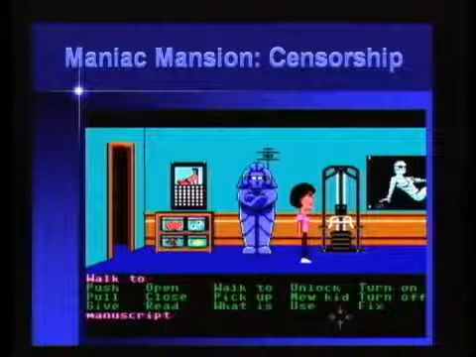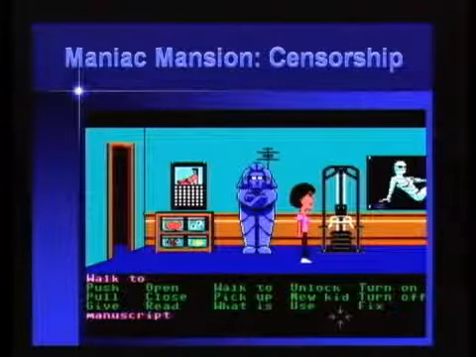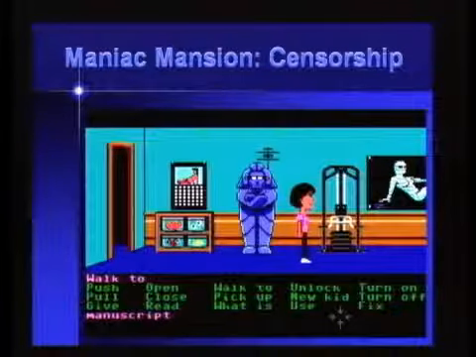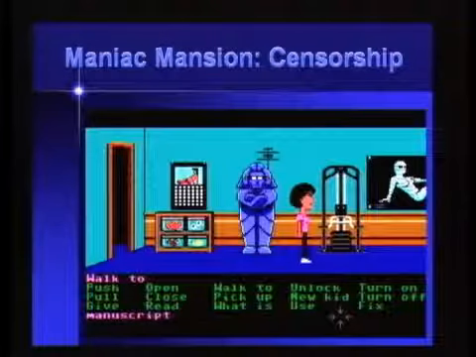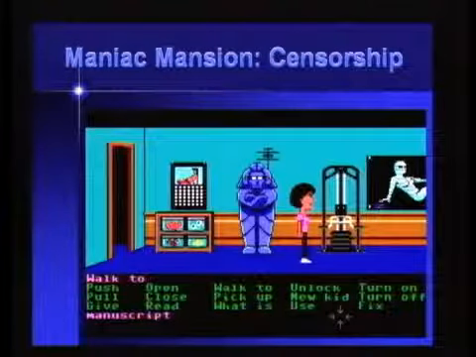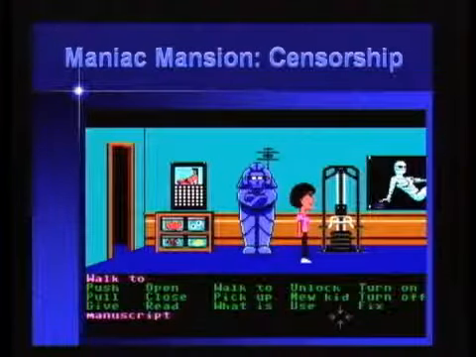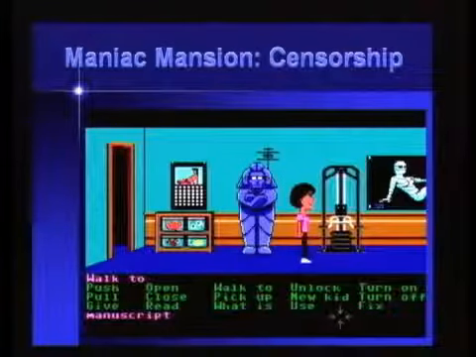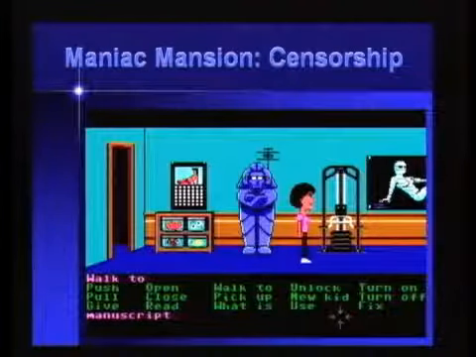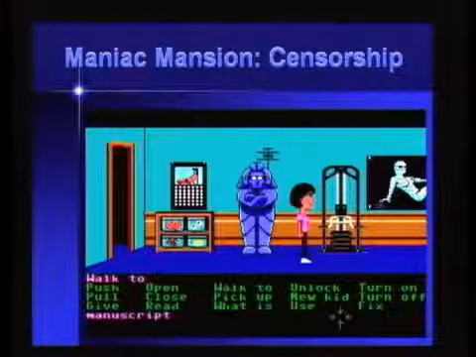This is another censorship issue. This is the mummy's bedroom. The mummy's dead, but he had a mummy pinup bulletin picture on the side and a pinup calendar. When we did the conversion to the Nintendo version, they made us take those off. Those were too risque, even though you don't really see anything.